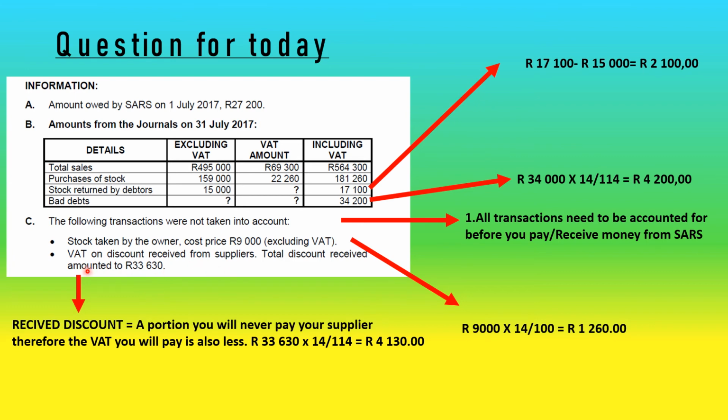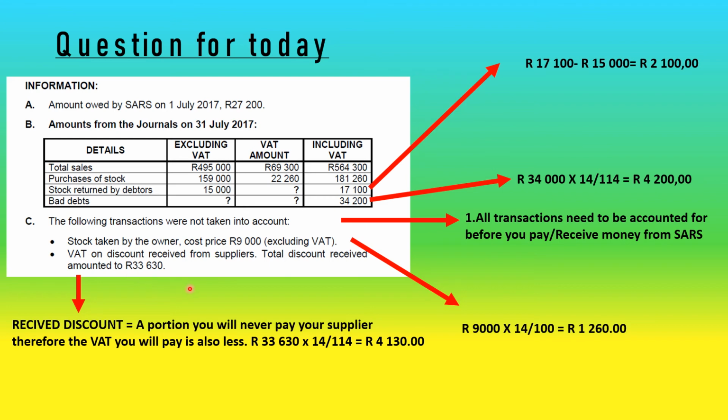Total discount received amounted to 33,630. So let us quickly talk about this transaction. When you receive discount, that means there's a portion that you will never pay your suppliers. Therefore, the VAT on this will also be less. So your suppliers gave you a discount of 33,630.